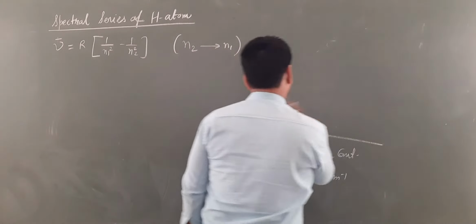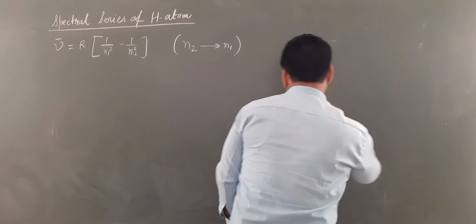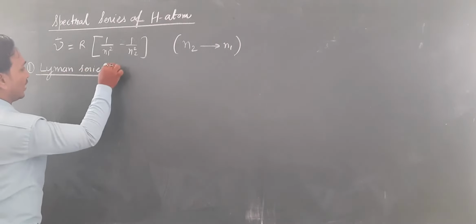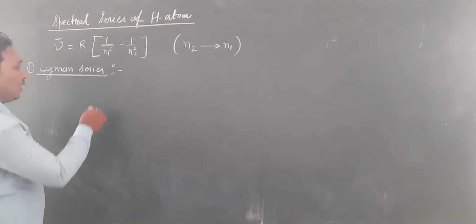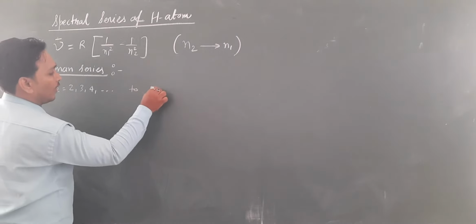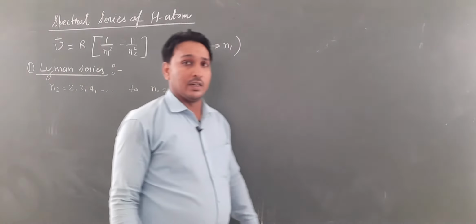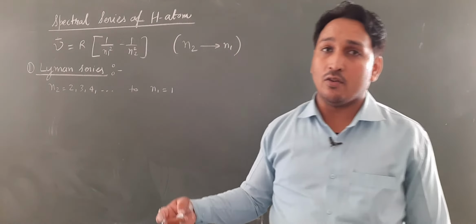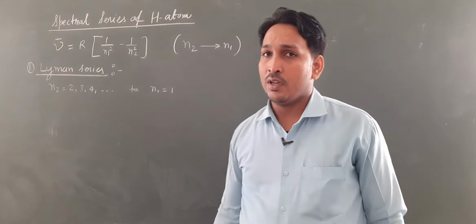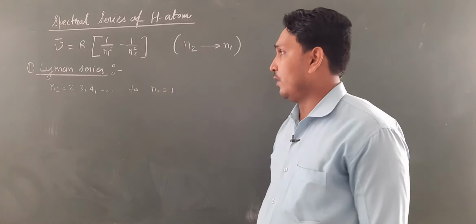Let us start with the first spectral series which we get from the hydrogen atom. The first spectral series is Lyman series. Lyman series is there when n2 is equal to 2, 3, 4, and so on, to n1 is equal to 1. When the electrons are getting transitions from higher orbits to the first orbit, which is called ground state, the spectral series we obtain is taken under the category of Lyman series.